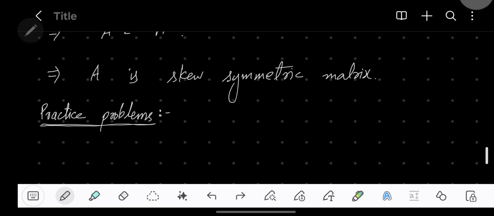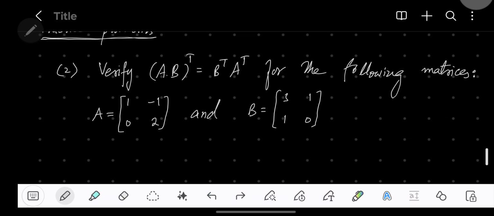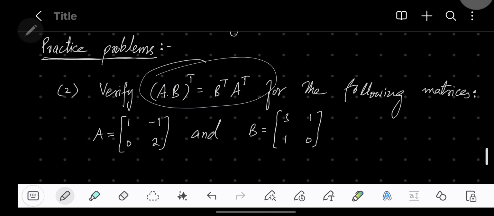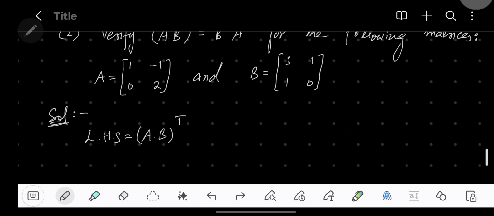Now we have some practice problems. I will solve the second problem from the practice problems. In this problem, we have to verify that (AB) whole transpose is equal to B transpose times A transpose for these matrices. The matrices are given, so I have to verify this property. In order to verify a property, we have to consider the left hand side as well as the right hand side. So we have to calculate both. First of all, we will calculate the left hand side.